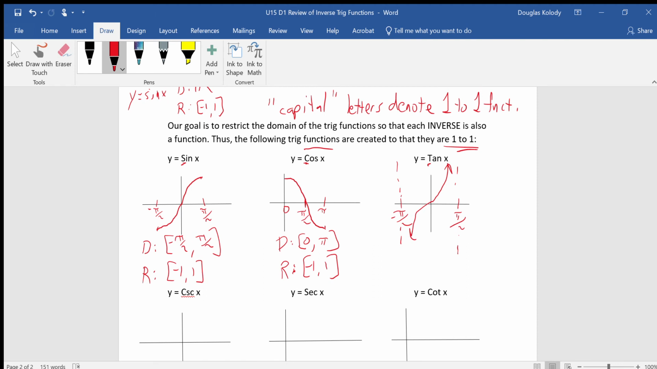Nothing changes with tangent. The domain, however, goes from negative pi over 2 to positive pi over 2, but it doesn't touch them, so soft brackets. Negative pi over 2 to positive pi over 2 with soft brackets. And the range? Well, my friends, the range is indeed just all real numbers. Goes up and down forever, yo.